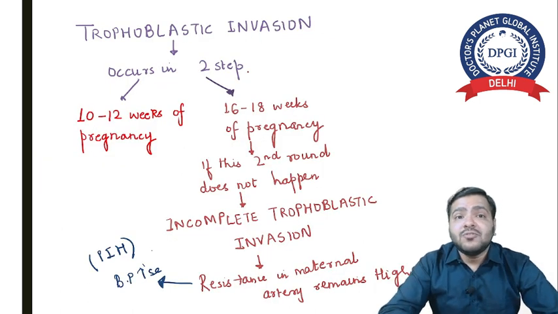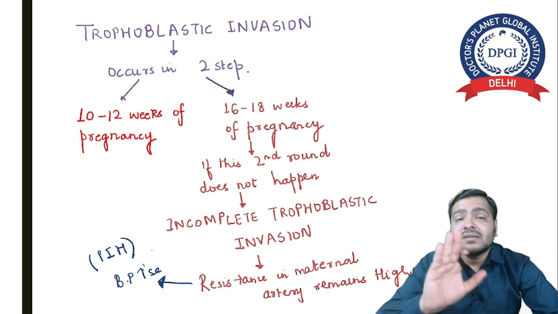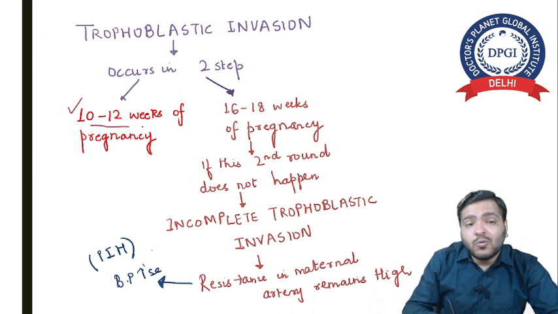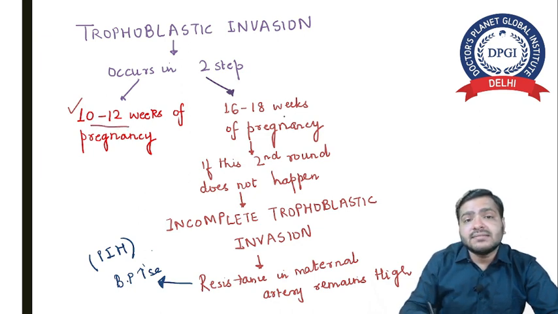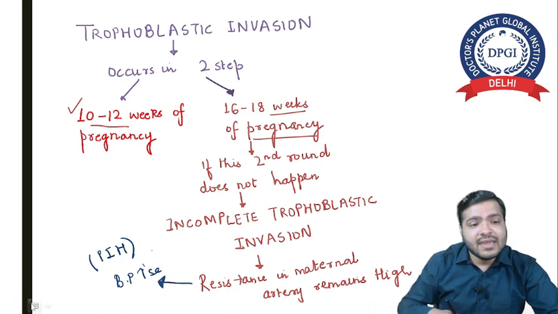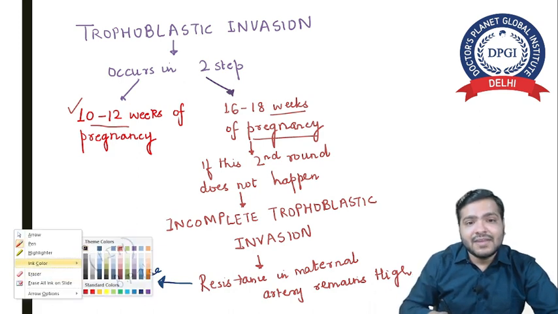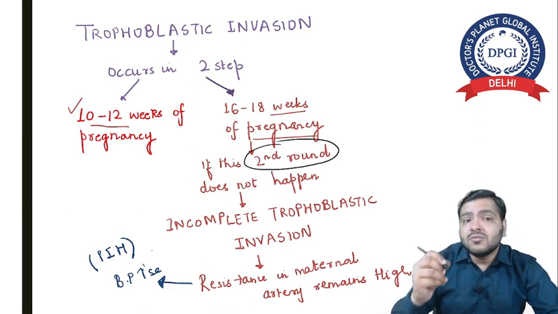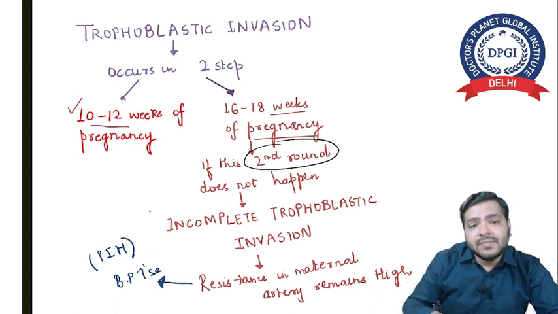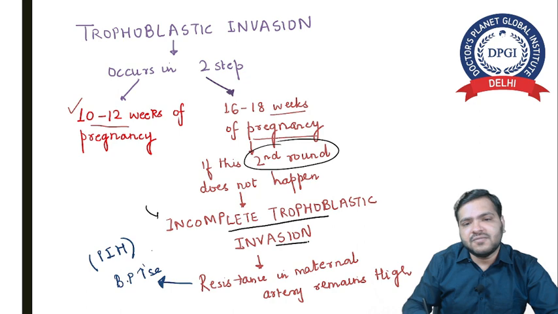Now students, try to remember that trophoblastic invasion occurs in two steps. One at around 10 to 12 weeks of pregnancy, and the other at around 16 to 18 weeks of pregnancy. So the trophoblastic invasion occurs in two stages, one around 10 to 12 weeks and the second around 16 to 18 weeks. Now what happens if the second round does not happen? If the second round does not happen, the trophoblastic invasion will not get completed, and ultimately it will be referred to as incomplete trophoblastic invasion.